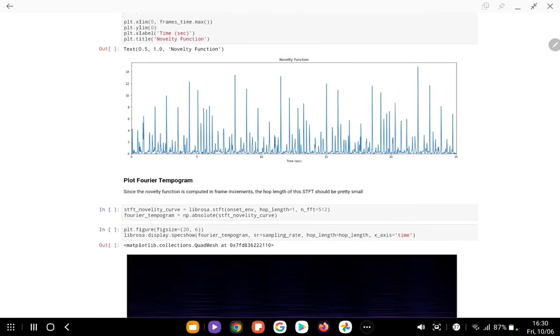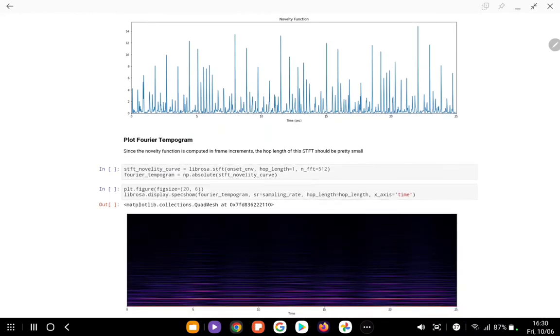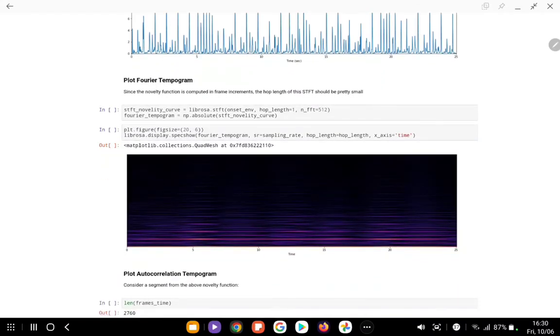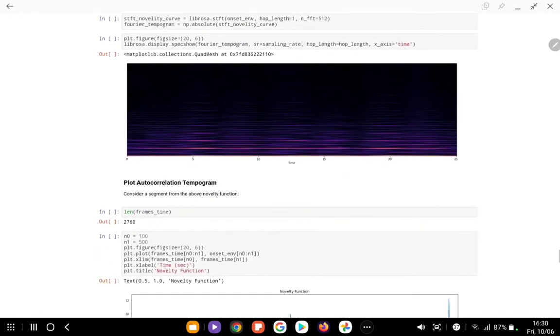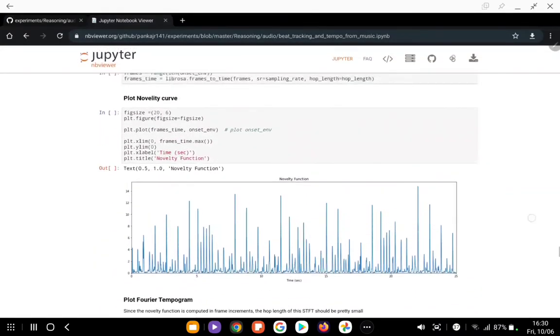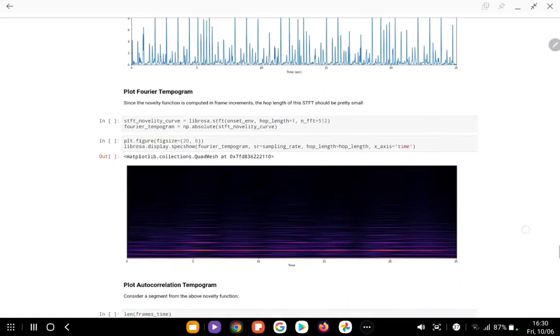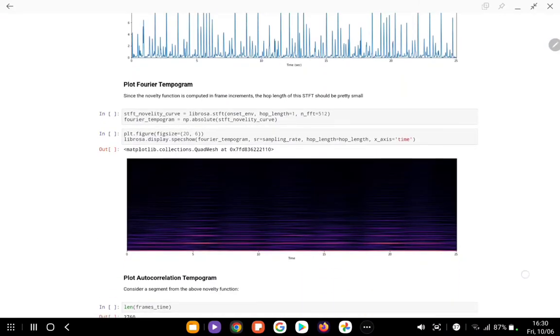So the next step is to plot a tempogram. We are going to plot both Fourier as well as autocorrelation tempograms. Let's first see the Fourier tempogram. For that you just use librosa.stft, the short-time Fourier transform, and then take the absolute value on top of that. And here you get this nice looking tempogram. As you can see, the x-axis denotes the number of seconds the video has. The video has 25 seconds as denoted here, and you can see there's a 25 second frame here.